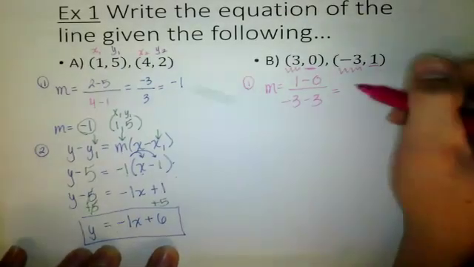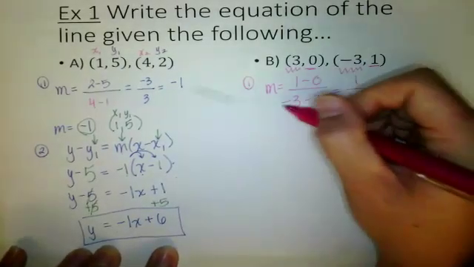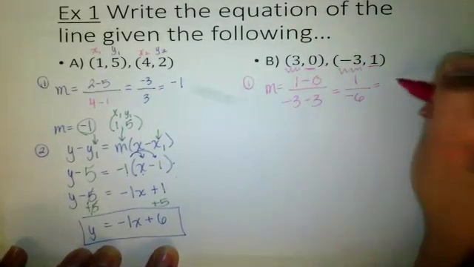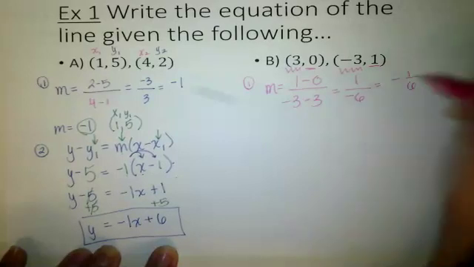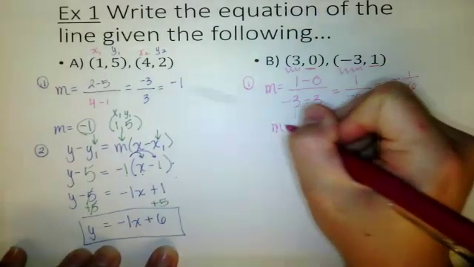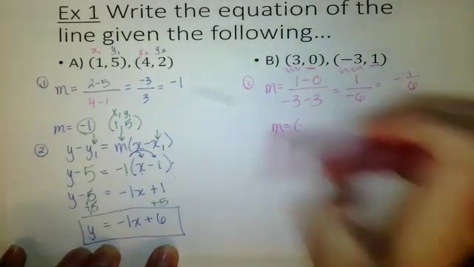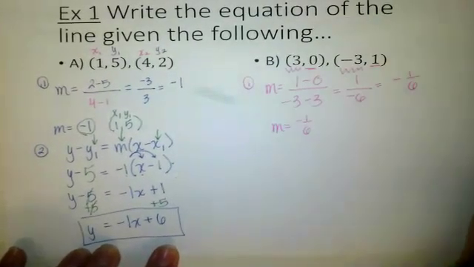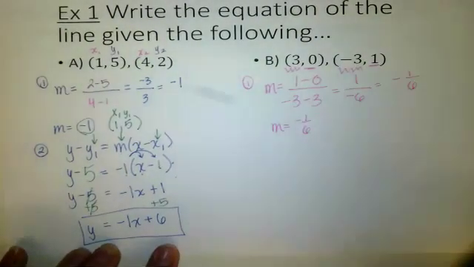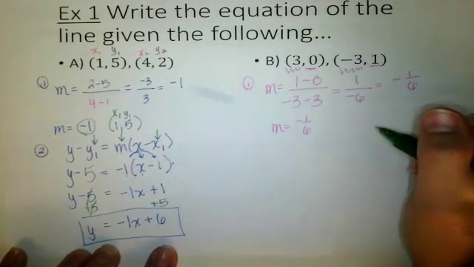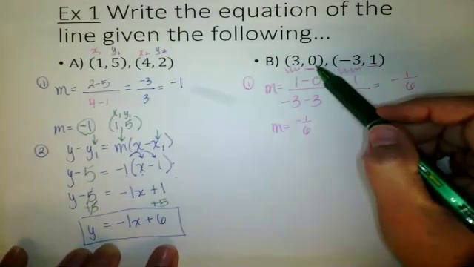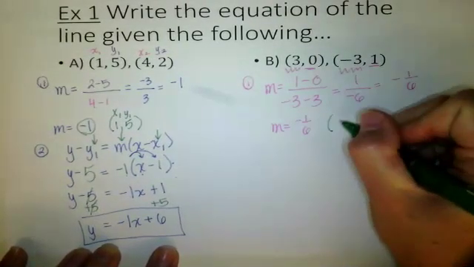I can simplify that. 1 minus 0 is 1. And negative 3 minus 3? Negative 6. So that's the fraction negative 1/6. And so I have my slope of negative 1/6. And I have a point. Which point do you want to use? Which point looks easy? The one with a 0, right? That's always going to be the easy one. So I'm going to use the point 0, 3.